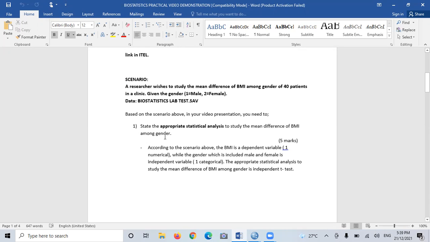The answer is, according to the scenario above, BMI is the dependent variable, which is numerical, while gender, which includes male and female, is the independent variable, which is categorical. So the appropriate statistical analysis to study the mean difference of BMI among gender is the independent t-test. The parametric test that is suitable for this study is the independent t-test.